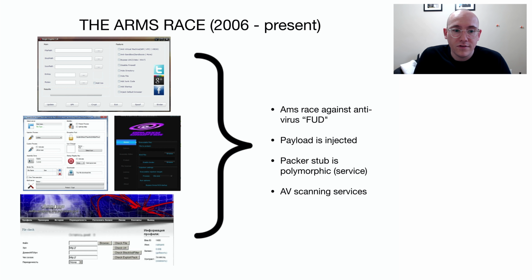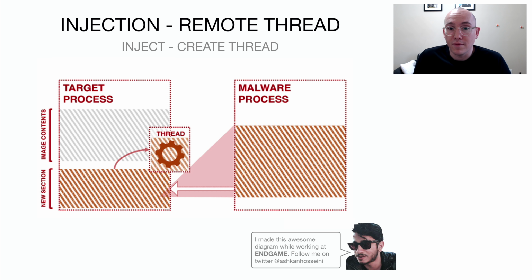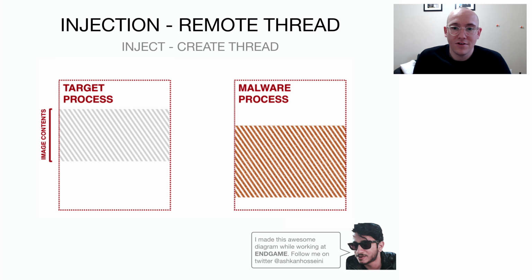And so this led to basically the rise of injection. So you have a couple different injection methods here. Some easy ones would be like the remote thread. So you basically write your malware payload into memory, and then you create a thread to execute it.